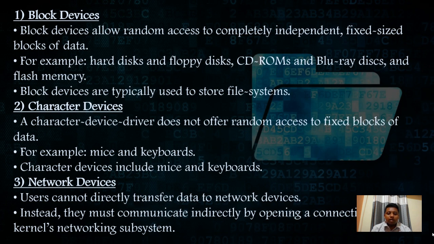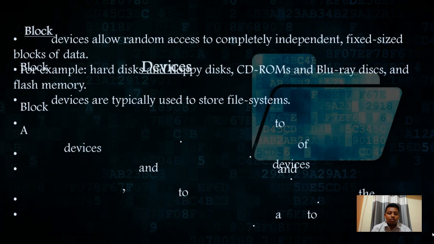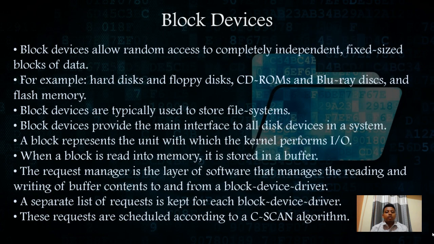Network devices. Users cannot directly transfer data to the network. Instead, they must communicate by opening a connection to the kernel networking subsystem. These network devices are mainly used when there is a connection to the kernel networking subsystem, where the kernel is an intermediary between the devices or ports. Now let us look in detail. The first one, block devices.